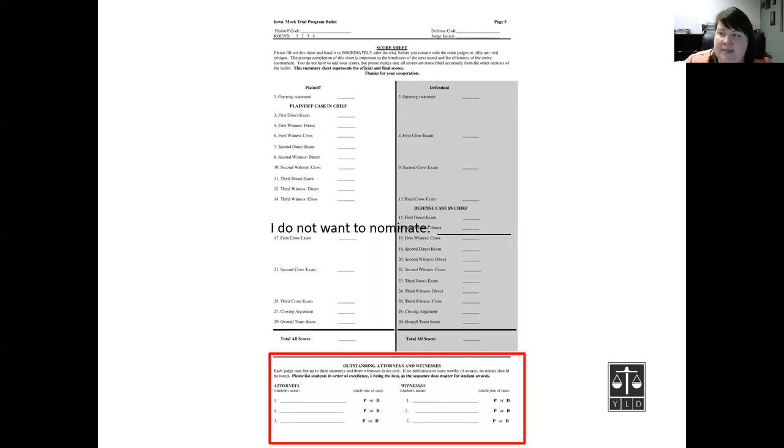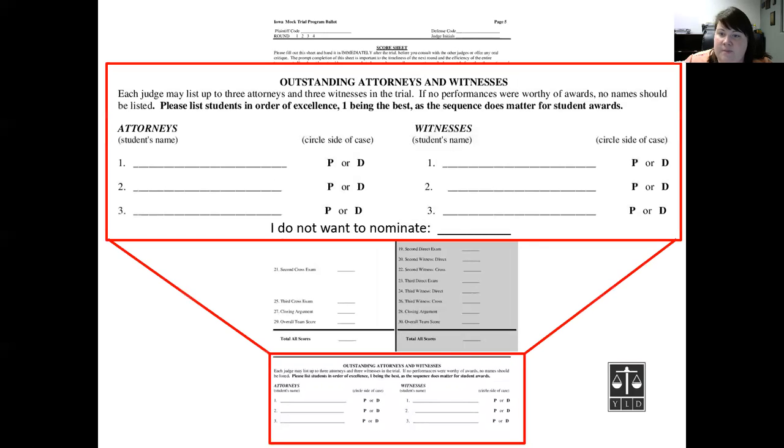One of the things that is often key for these students and is going to be available on the electronic ballots is nominating outstanding attorneys and witnesses. You can nominate up to 3 attorneys and up to 3 witnesses. Please do use the student's actual name on those. If you need to, because with Zoom trials it's going to be hard to see name tags and that kind of thing, don't be afraid to just have them go around the room and have everyone say their name to kind of refresh you on who might be who if it's hard to tell from your ballot. Please also circle the side of the case.